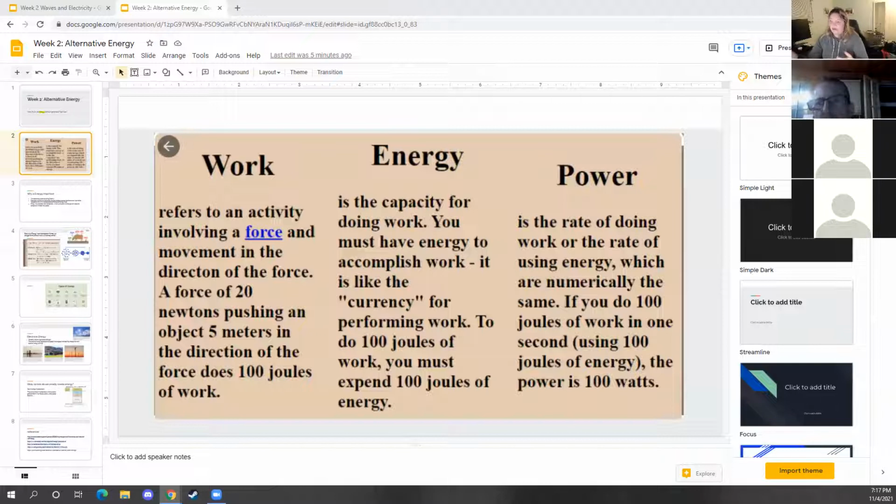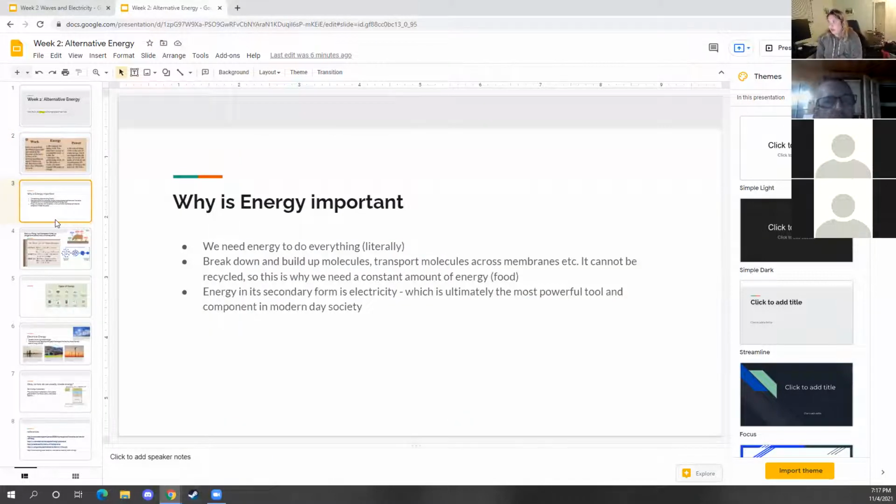So hopefully you can at the very least see that work, energy, and power are all related in a lot of senses. But ultimately, the one we're dealing with in this course and the one we're going to be talking about is the middle one, which is energy. So, moving on. Why is energy important?